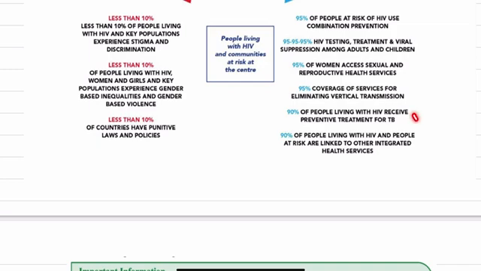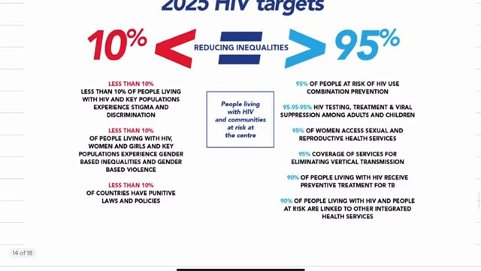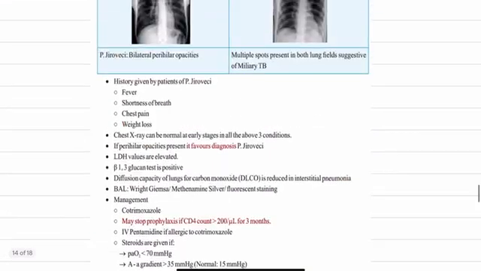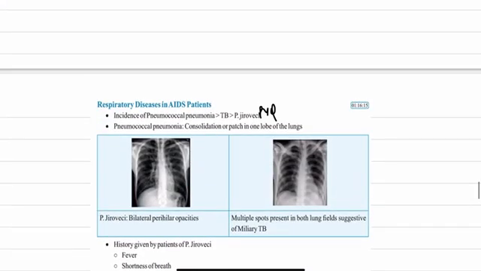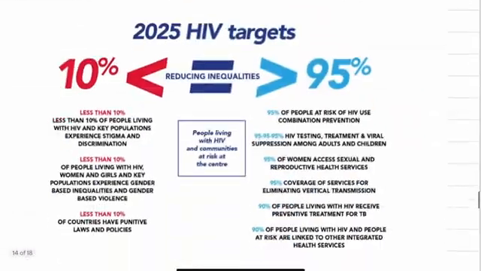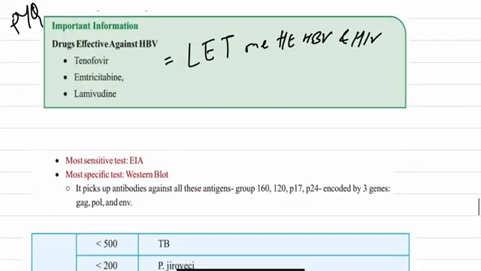Then the 90s: 90% of people living with HIV receive preventive treatment for TB, and 90% of people living with HIV and people at risk are linked to other integrated health services. Remember these 90s and 95s. This is a PSM question, and it is also a PYQ. So I told you one PYQ from here, and one PYQ from here. That makes three PYQs from HIV.